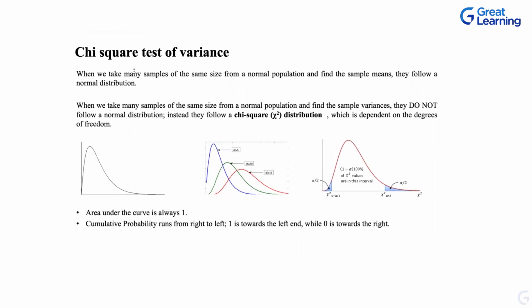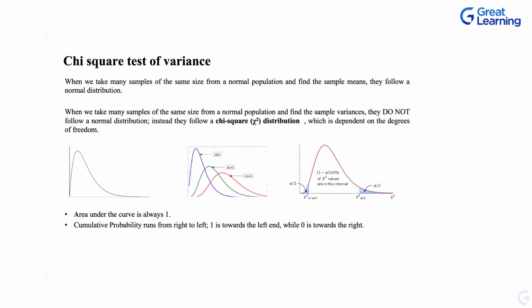So when we take many samples of the same size from a normal population and find the sample means, they follow normal distribution, the same point we have been beaten to death with till now. But when we take many samples of the same size from a normal population and find sample variances, they do not follow that. Instead, they follow something called a chi-square distribution, which is dependent on degrees of freedom. Degrees of freedom gives you the variation of the distribution. Even here, what you need to remember is, the higher the degrees of freedom for your data, the higher the possibility that it is getting closer and closer to the normal distribution.